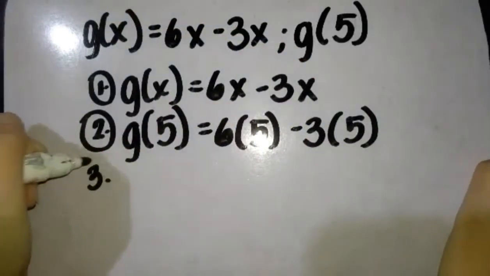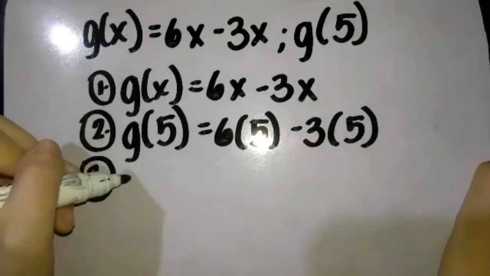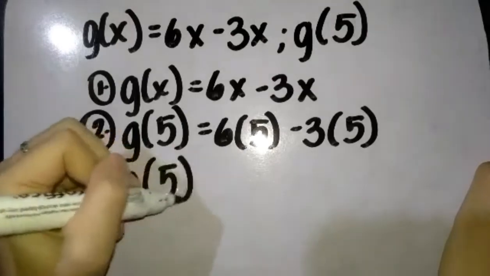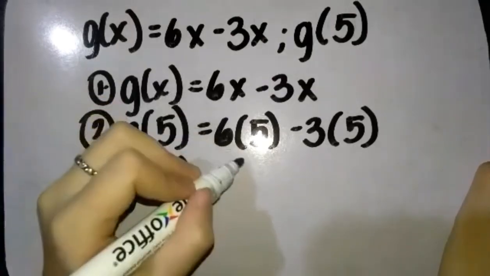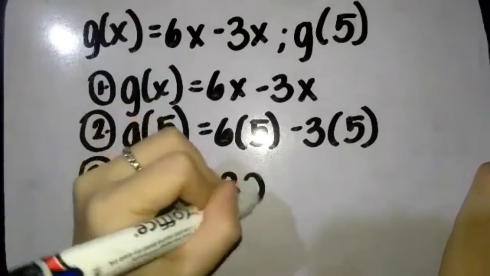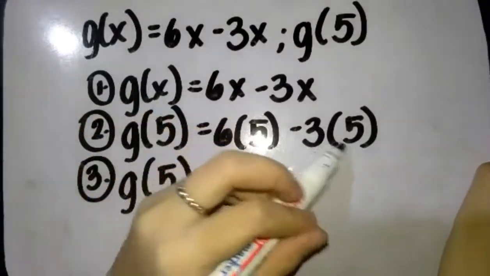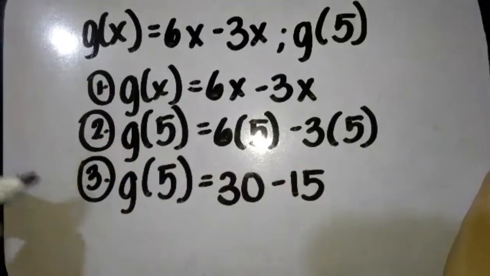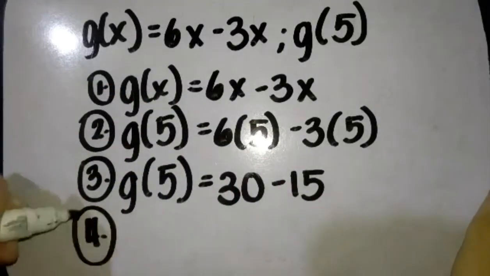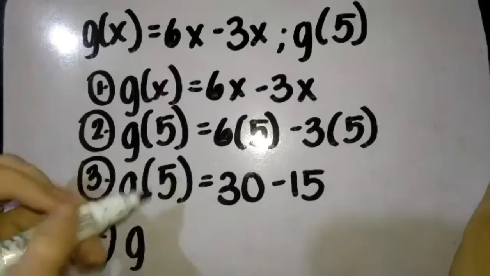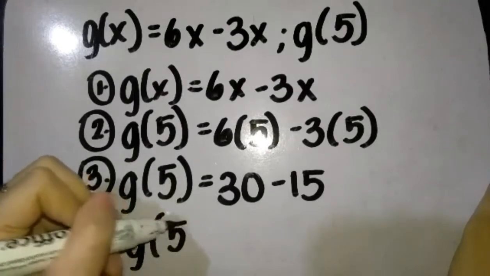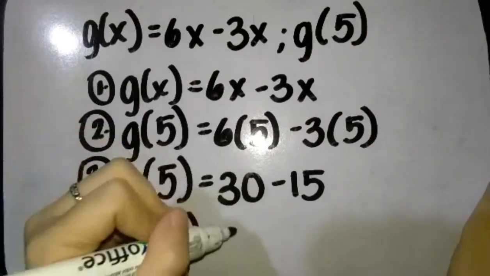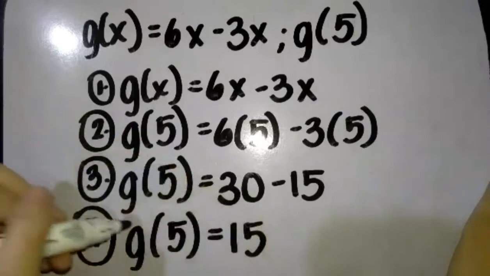Next, g of 5 is equal to, we'll just multiply it. 6 times 5 is equal to 30 minus 3 times 5, 15. And lastly, g of 5 is equal to 30 minus 15 is equal to 15. Final answer.